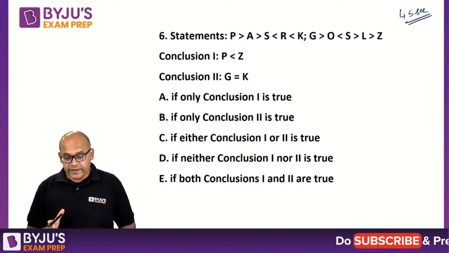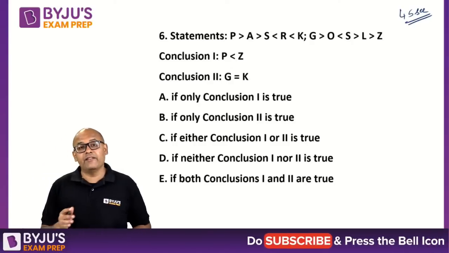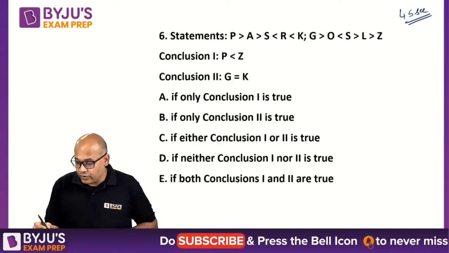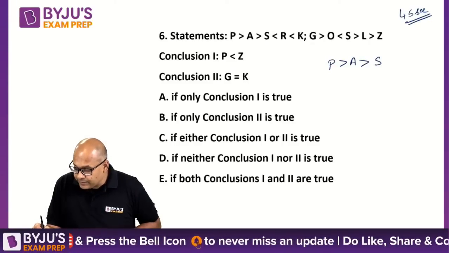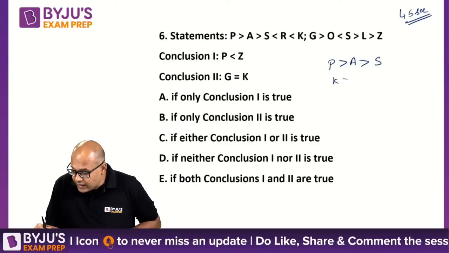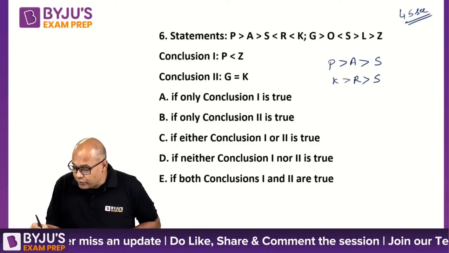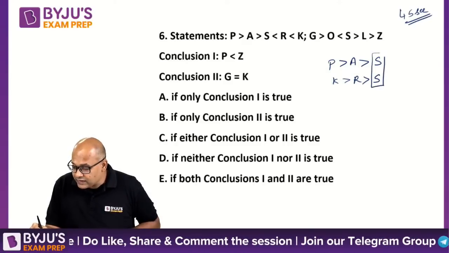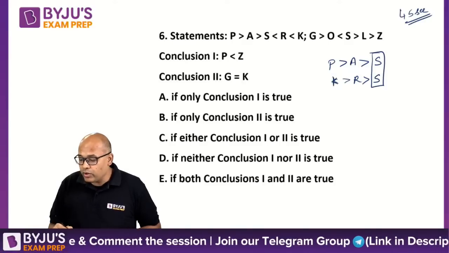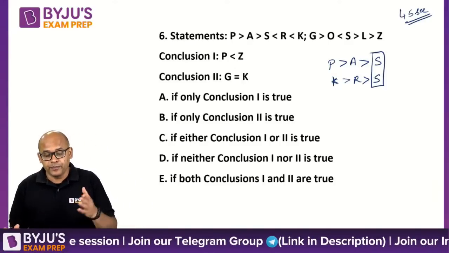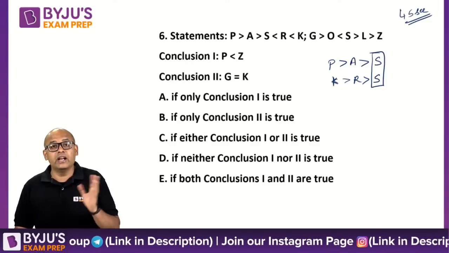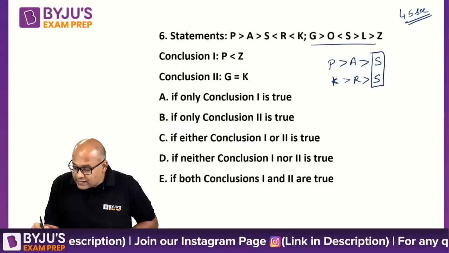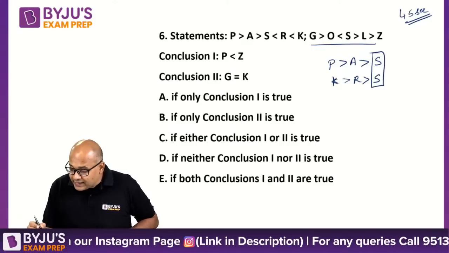Okay, that's about 45 seconds. Let's go ahead and see. Once again, I will write everything in one side only. So I have P greater than A greater than S. I also have K greater than R greater than S. So if you notice, while the S's here are the same, I cannot conclude anything about P, A, K, R. P, K, R I have no connection, A, K, R I have no connection. Okay, they are independent. Then I have the second statement, which is S is greater than O.